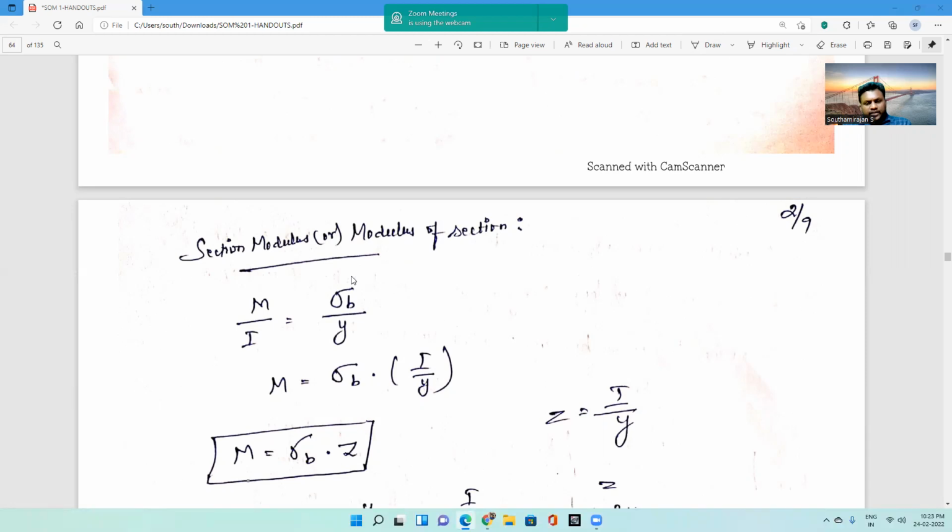Next, with the help of this representation, we can easily calculate the moment of resistance. Moment of resistance equal to sigma B into Z, where sigma B is nothing but bending stress and Z is nothing but the sectional modulus, or modulus of section. So the values will differ for different cross sections. As the cross section varies, the moment of inertia value will also vary. Similarly, the sectional modulus value will also vary according to the situation.